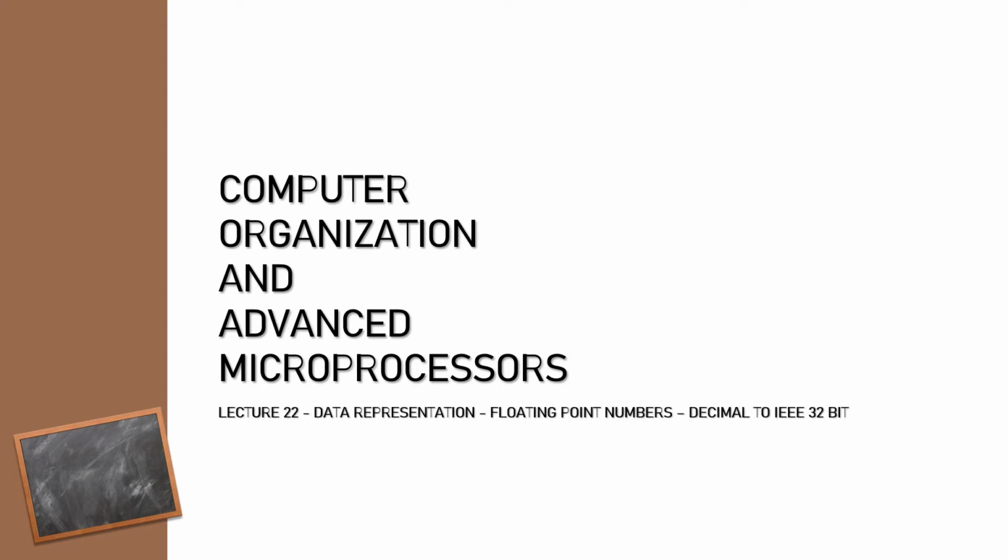These days we are learning data representation and, in that, floating point numbers. After learning some basic points and some rules and regulations about floating point numbers and about the IEEE standards, today we will see how to convert any decimal number into the IEEE 32-bit, or we can also say, how to convert the decimal into a 32-bit FPS, a floating point number system. So let's see how to convert the numbers.